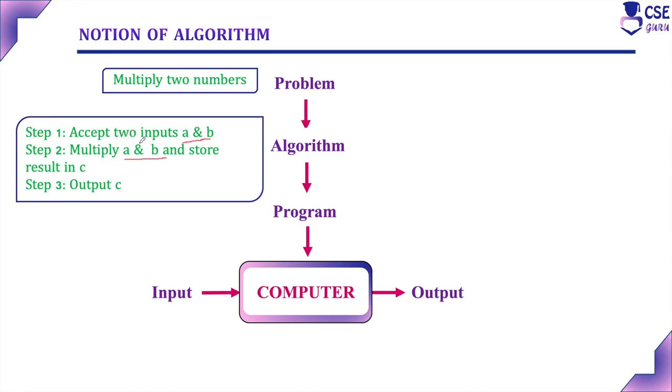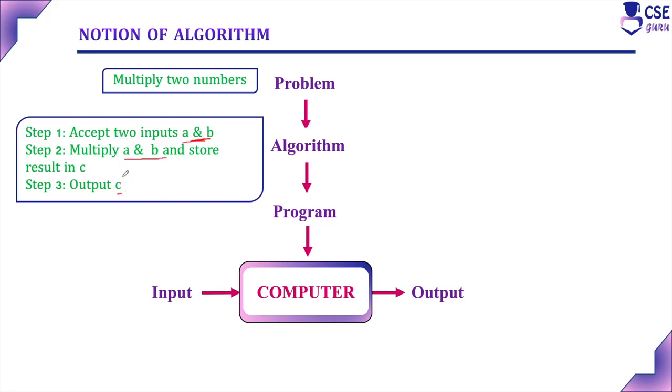So this is the main aim of the algorithm, that is, it has to specify unambiguous instructions and it has to produce the required output with the help of finite input. And once it displays the output, the algorithm should terminate, that is, in a finite amount of time it should complete its execution. So this is nothing but an algorithm. Now the algorithmic steps are clear.